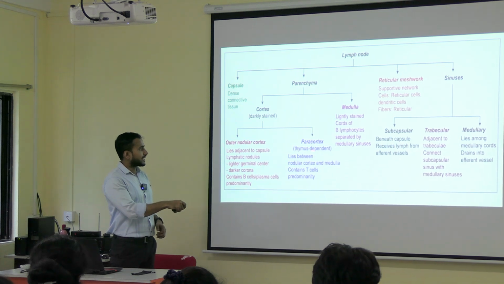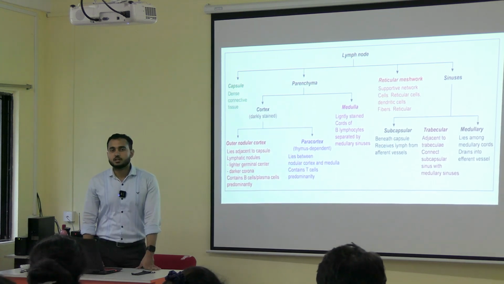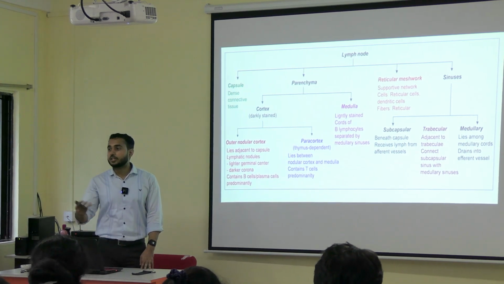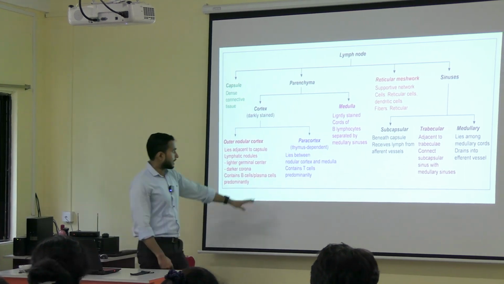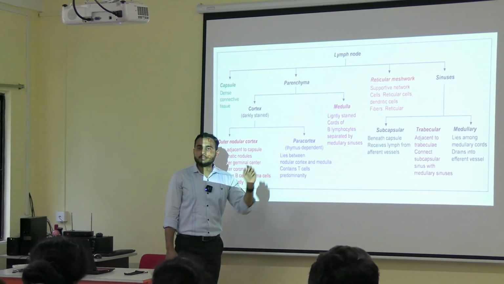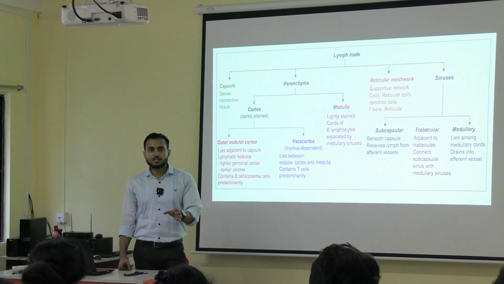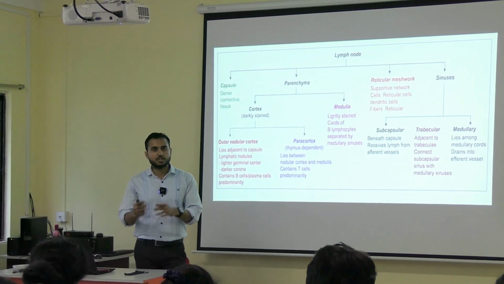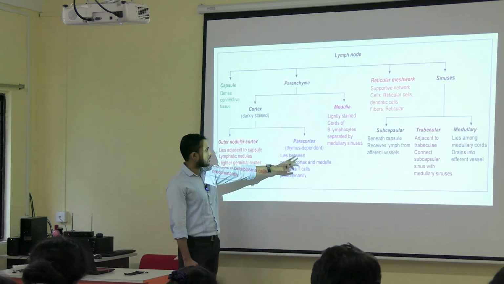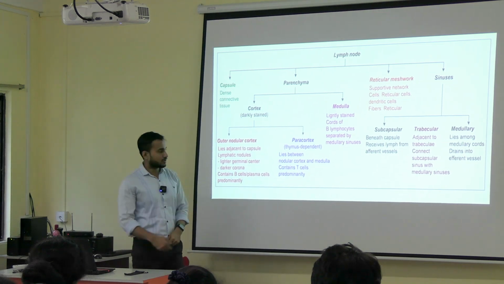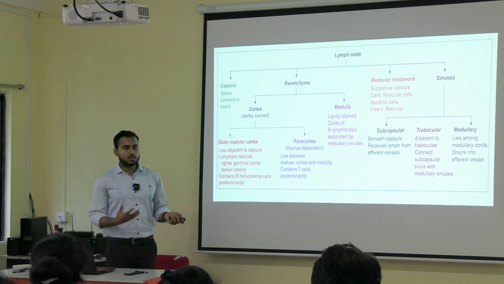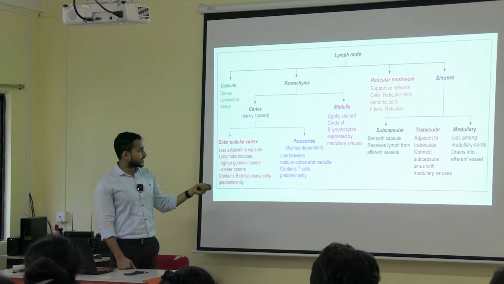Now paracortex is called the thymus dependent zone of the lymph node. Why is it the thymus dependent zone? More number of T lymphocytes are present. If any question comes asking why, the simple answer is that T lymphocyte aggregations are more, that's why it is called the thymus dependent zone. And what is the location? It is situated in between the nodular cortex and the medulla.